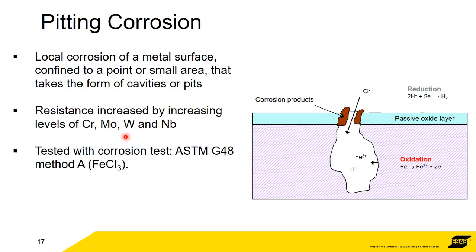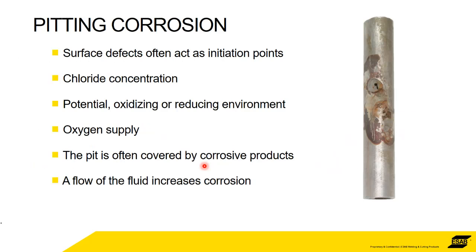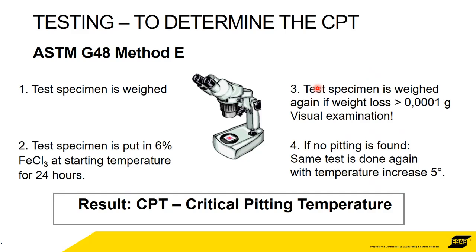Now, the resistance to pitting is increased by increasing the alloy content of the steel. So with more chrome, molybdenum, tungsten, niobium, for example, you can increase the pitting resistance, and we'll explain that a little bit later. And I also go on to explain the testing for it as well. So it's a surface defect that acts as the initiation point. Chloride concentration makes it work faster. The lack of oxygen contributes, and the flow of the liquid. If you increase the flow, then it will increase the corrosion.